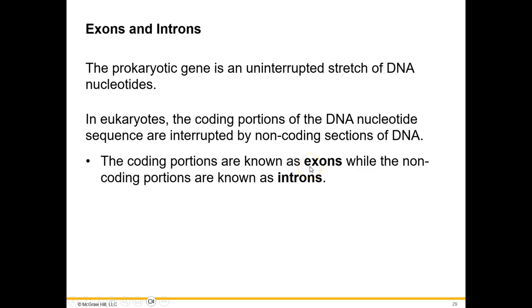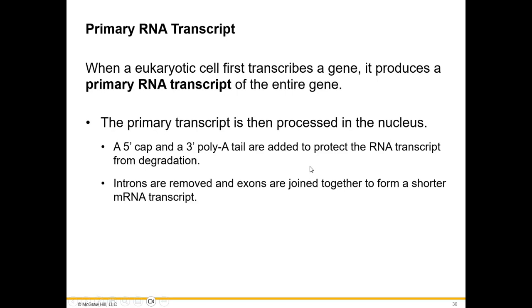That may help you differentiate, but do try to remember introns are the non-coding portions of our DNA, exons are the coding portions. Also, when a eukaryotic cell first transcribes a gene, it's going to produce what we call a primary RNA transcript of that entire gene, which is going to include the introns and the exons, the part we don't need to code and the part we do need to code.